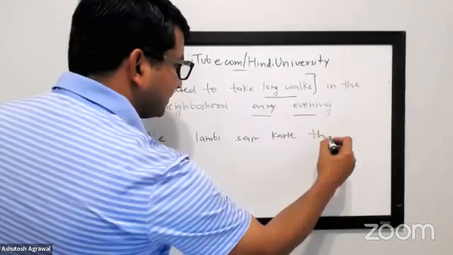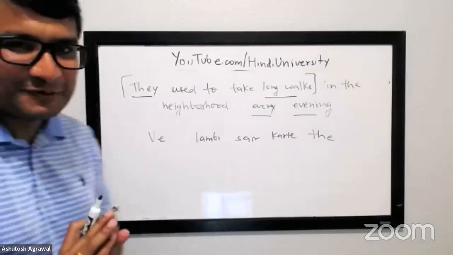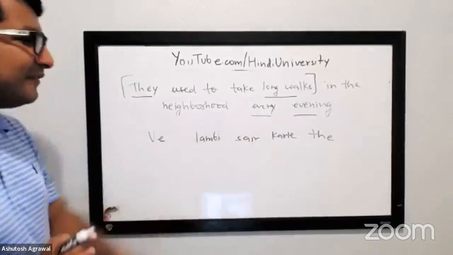Okay, we use लंबी because, why did we use लंबी here? Feminine. Yes, that's right. Which part is feminine? लंबी. Walk. Yes, that's right, sair karna. Sair is basically feminine. So we say lambi sair karte the. Okay, now come back to what you were doing.